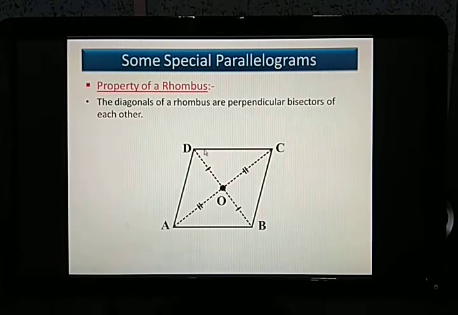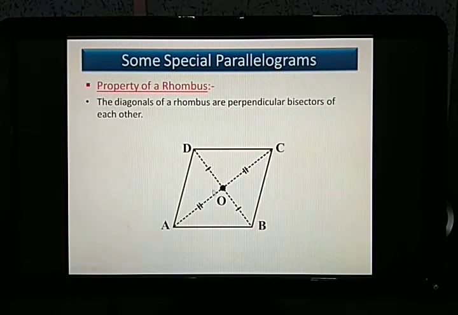So by SSS congruency, this triangle and this triangle are congruent. By corresponding parts of congruent triangles, angle AOD and angle COD will be equal. Now we don't know what the measurement is. We know that angle AOD and angle COD form a linear pair. So if it is a linear pair, the sum will be 180 degrees.